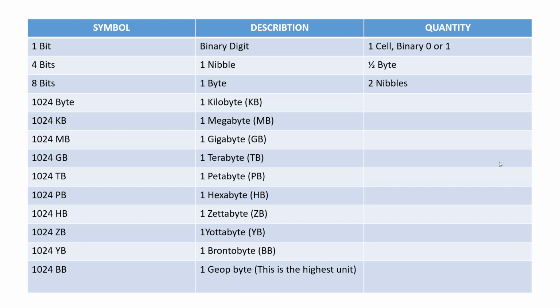And 1024 bytes is equal to 1 kilobyte, and we usually write the short form KB. 1024 KB is equal to 1 MB. 1024 MB is equal to 1 GB. 1024 GB is equal to 1 TB. 1024 TB is equal to 1 PB. 1024 PB is equal to 1 EB. 1024 EB is equal to 1 ZB. And 1024 ZB is equal to 1 YB. 1024 YB is equal to 1 BB. And 1024 BB is equal to 1 GeopByte.